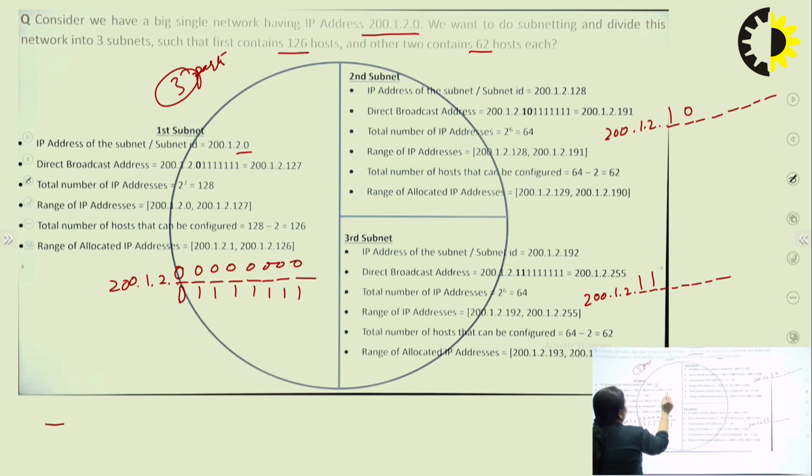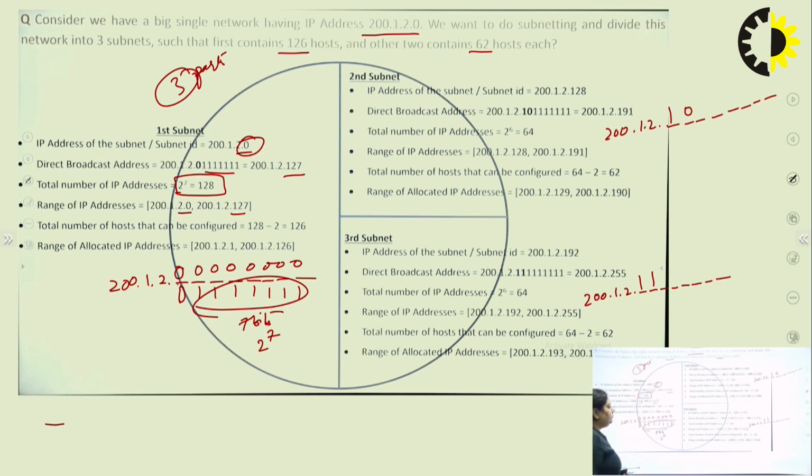So here 0 to 127, and the rest of the bits are 7 bits, so it would be 2 to the power 7. The number of IP addresses here is 128, and the range of IP addresses is from 0 to 127. The broadcast address is where all the rest of the bits are 1s, and the subnet ID is 0. Again consider here 2 bits are fixed, so the length of the network ID would be 26 bits, and the host ID is 6 bits.